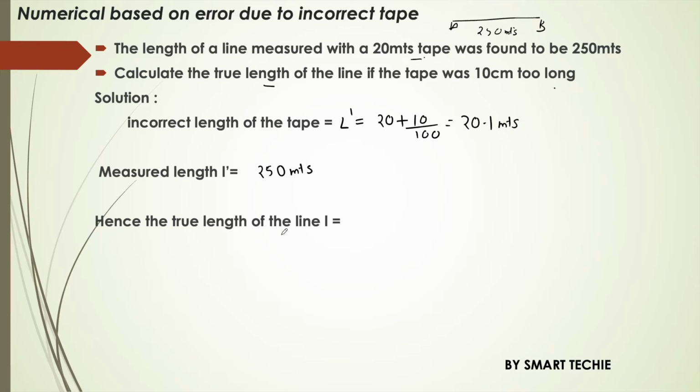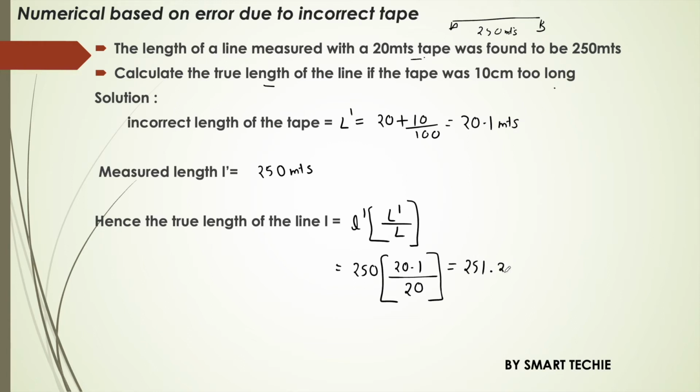So hence the true length of the line L will be nothing but L dash upon L. So what is my L dash? L dash is nothing but 250. And incorrect length of the tape is 20.1 and designated length of the tape is nothing but 20 meters. So when I calculate, I get 251.25 meters. So this is the true length of the line.